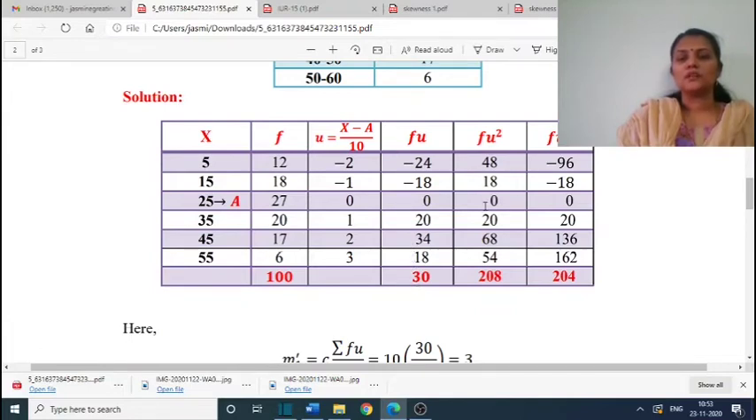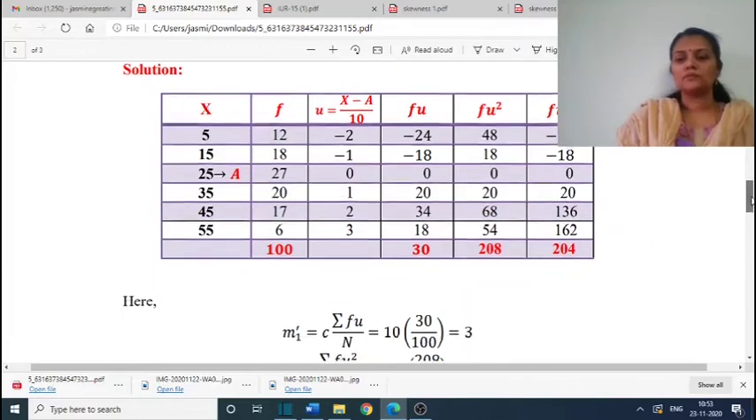fu square is 48, 18, 0, 20, 68, 54. Total is equal to 208. fu cube is minus 96, minus 18, 0, 20, 136, 162. So the total is equal to 204.